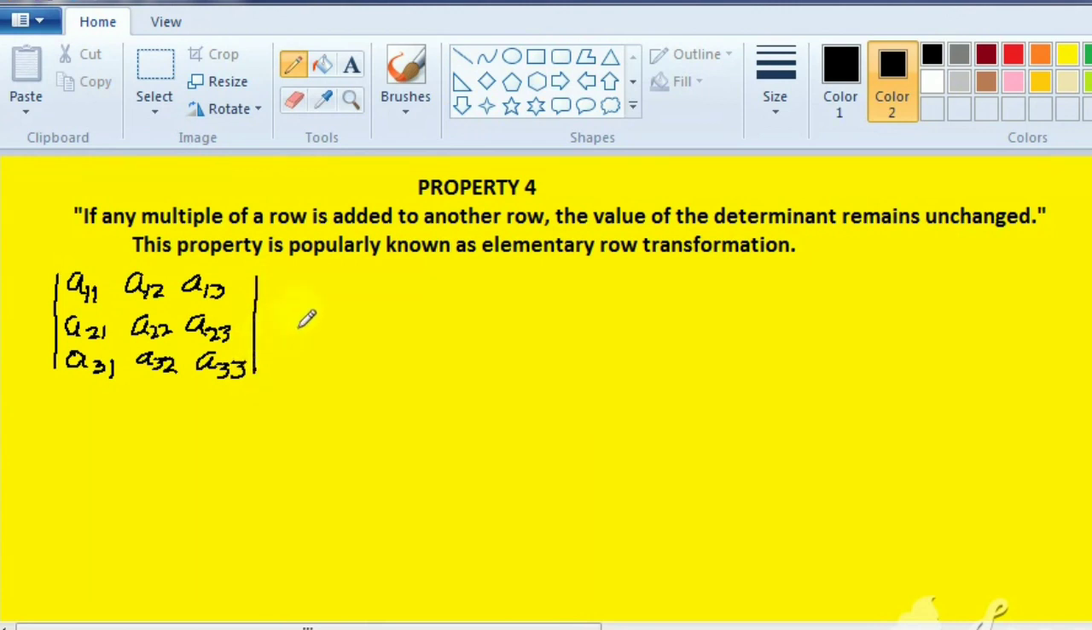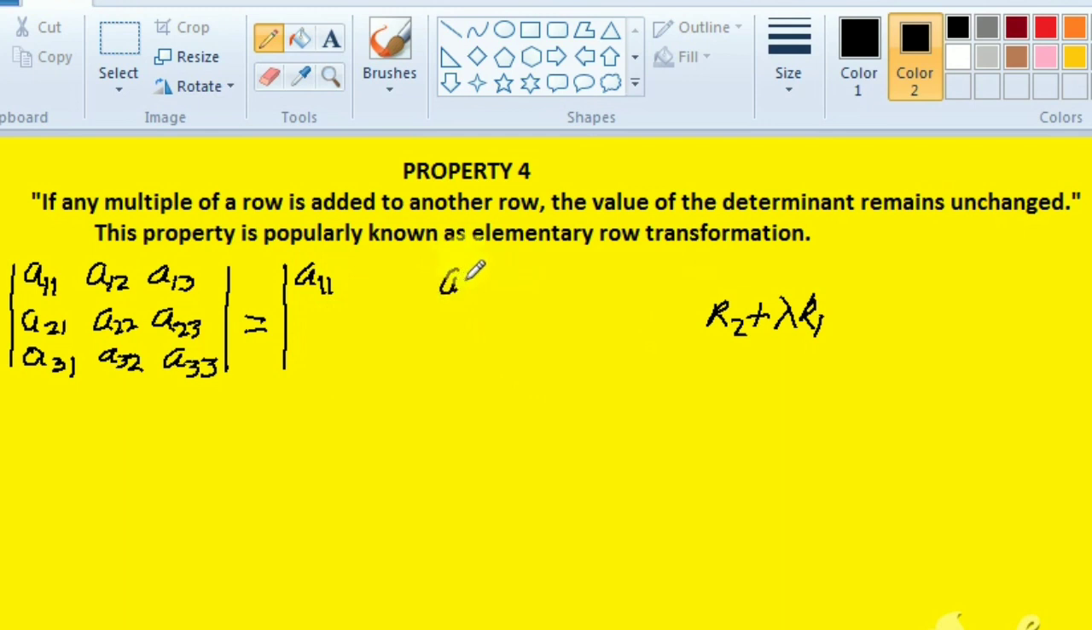So if we add a multiple of any row to any other row, the value of the determinant remains the same. So let us add lambda times R1 to R2, so R2 plus lambda R1. R1 is the operator, so it will remain the same: A11, A12, A13. And now we have to carry out the operation R2 plus lambda R1.